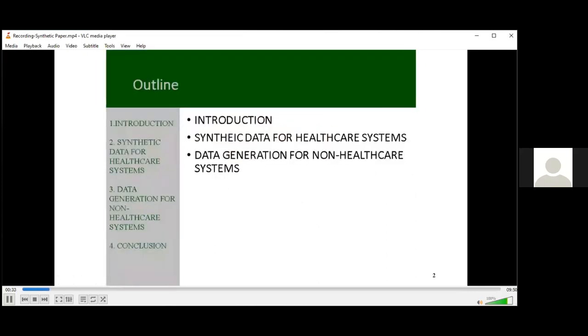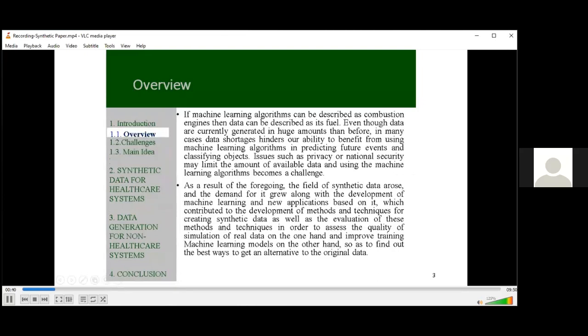To begin with, we will talk about the introduction. If machine learning algorithms can be described as combustion engines, then data can be described as their fuel, even though data are currently generated in a huge amount compared to before. In many cases, data shortages hinder our ability to benefit from using machine learning algorithms in predicting future events and classifying objects.